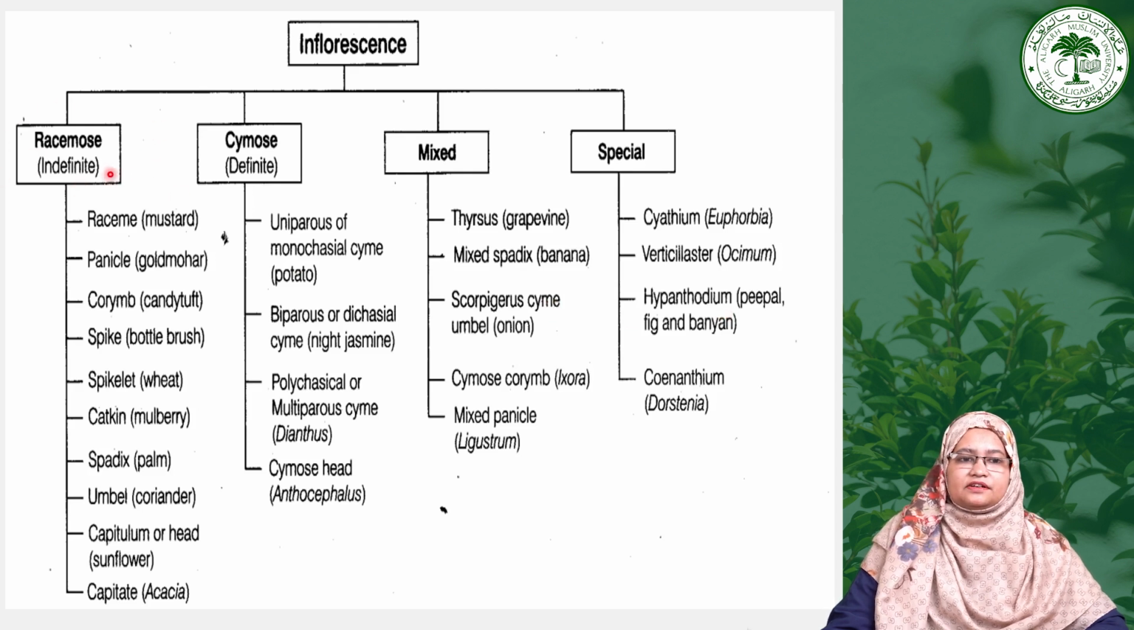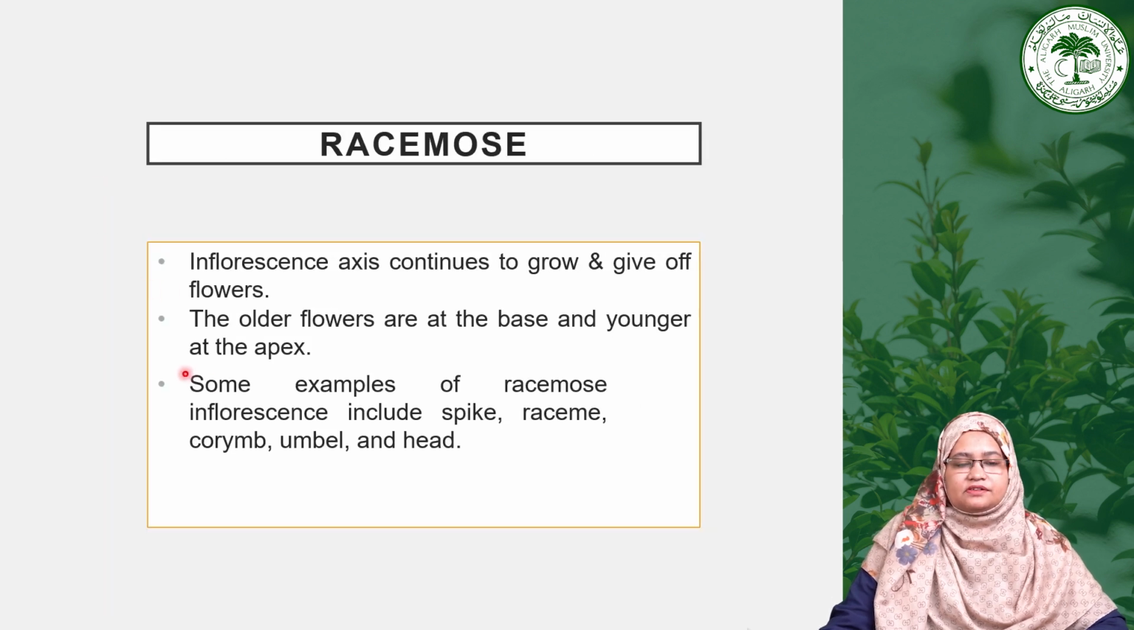As mentioned here, the racemose have indefinite growth in this type of inflorescence because the tip of the stem axis is free. In this particular inflorescence, the axis continues to grow and give off flowers. So the growth is indeterminate. After producing a flower, the growth of the stem axis will not stop. And the older flowers are arranged at the base and the younger flowers are arranged at the apex of this stem axis.